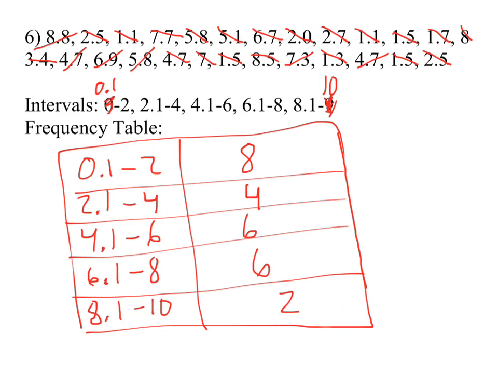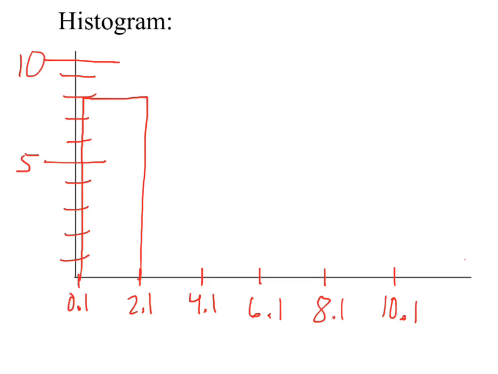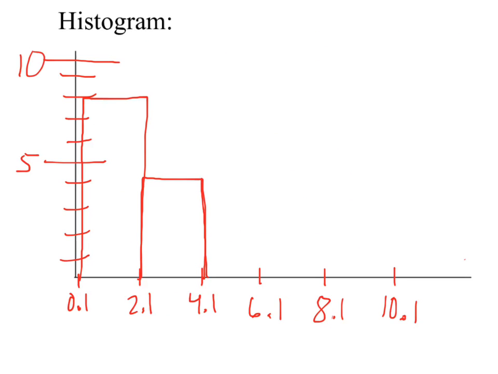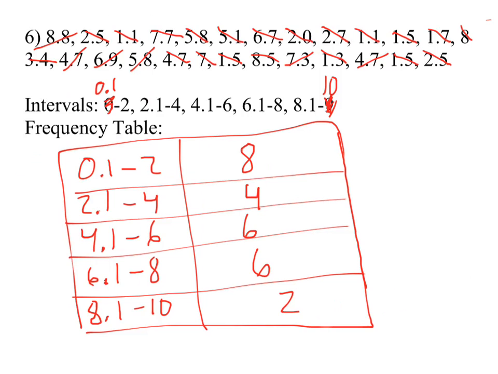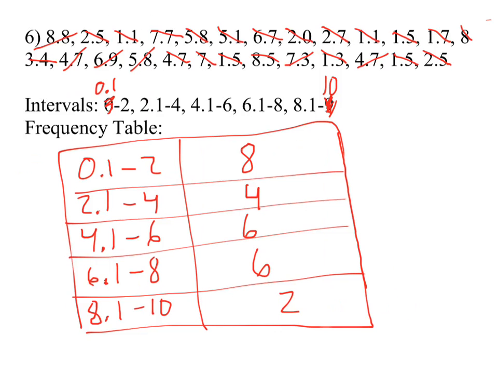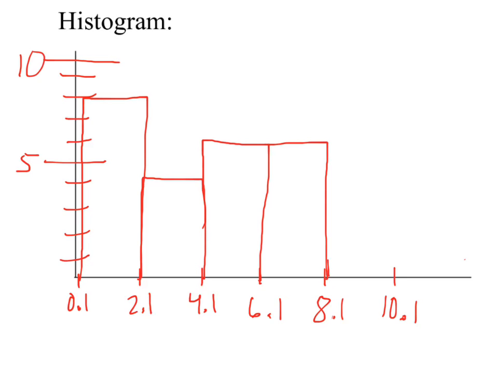And draw that. And the next one has 4 in it, so I can go up to 4. And then the next one is going to be 6 tall, because there's 6 numbers in it, like so. And then the next one also has 6 in it. And the last one has 2, so I make that 2 tall. And there you go. So those are the histogram ones.